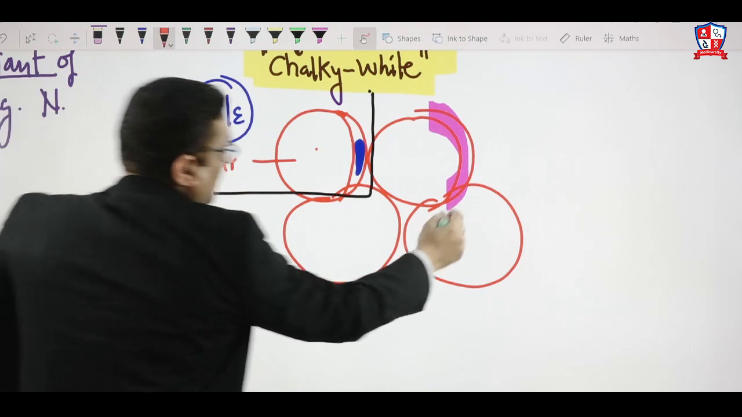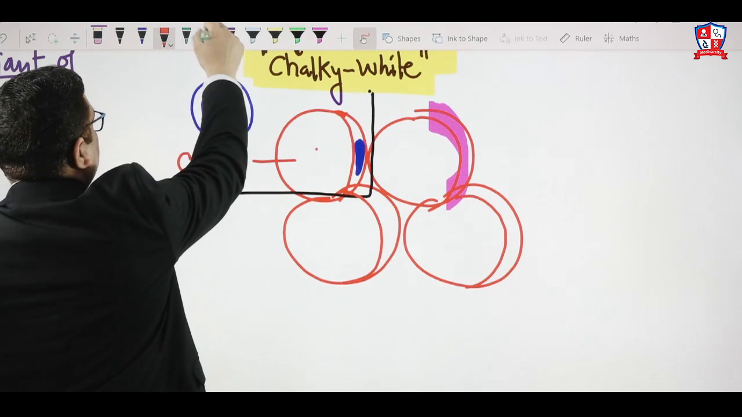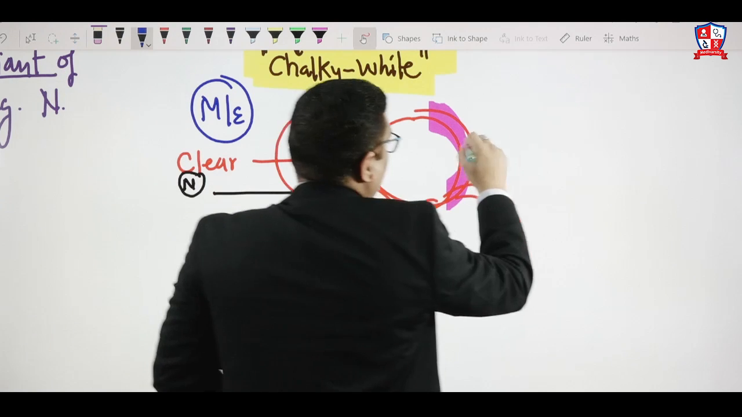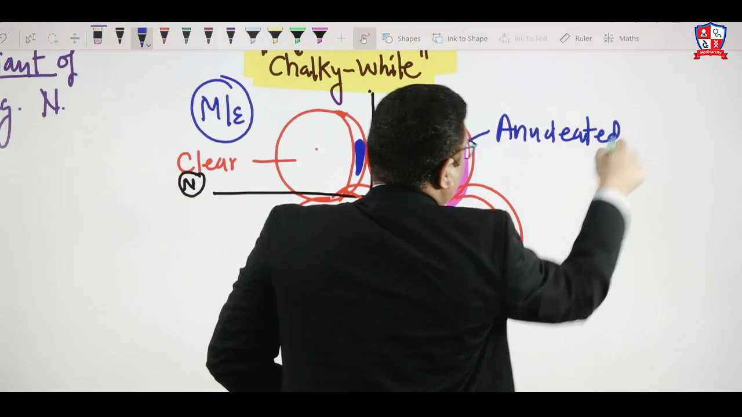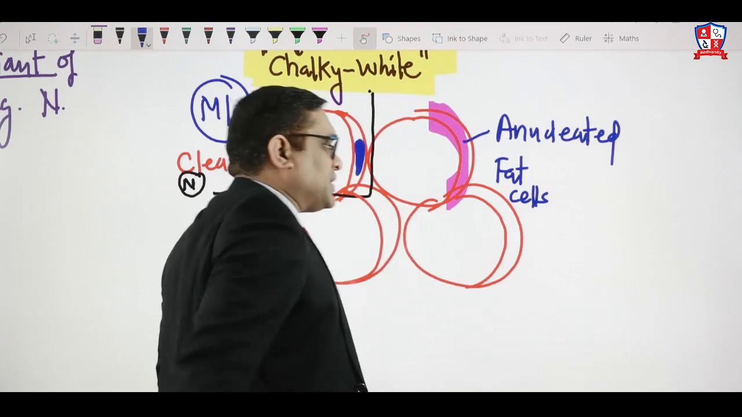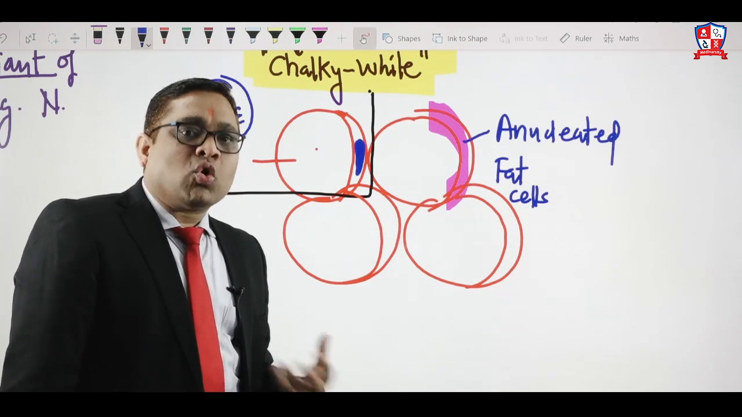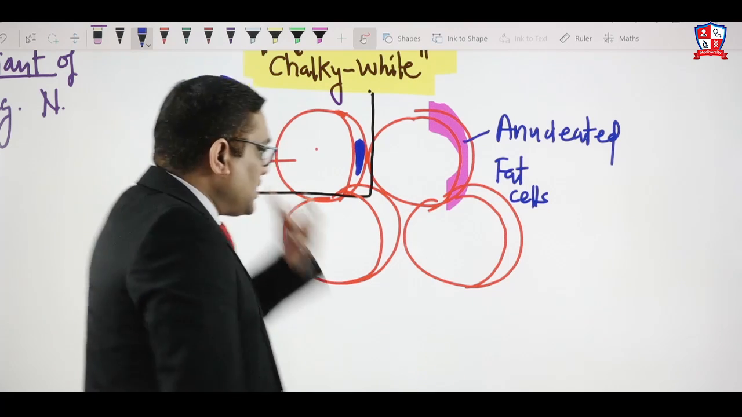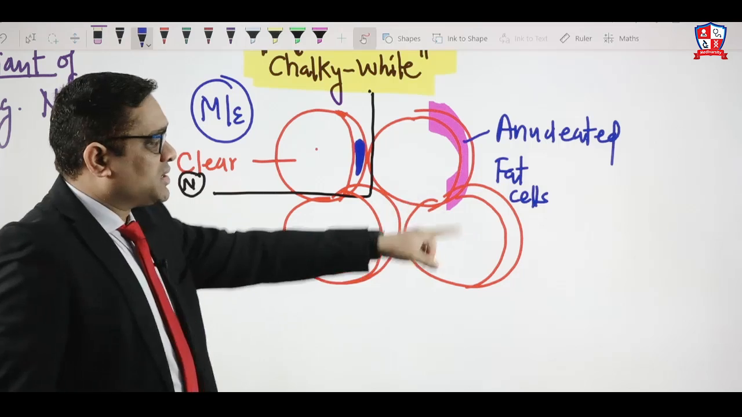So there will be no nucleus in any of them. So these are anucleated fat cells. How we describe, these are anucleated fat cells, right? Anucleated fat cells are sometimes also described as ghost cells, because there is no nucleus, right? So none of them will be having a nucleus. Here it was nucleus, but none of them is having nucleus. So these are the ghost cells.